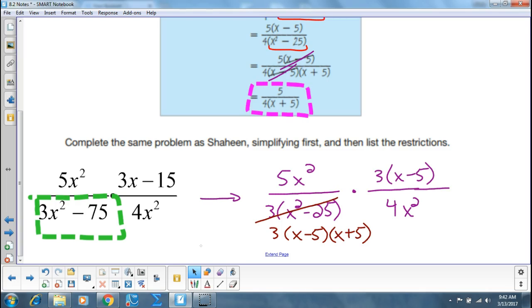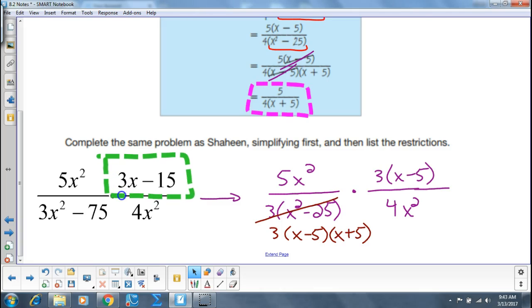Missing the D word at the beginning. The difference of perfect squares, right? So it factors to be x minus 5 and x plus 5, right? Okay, factor completely. Then you come up here.